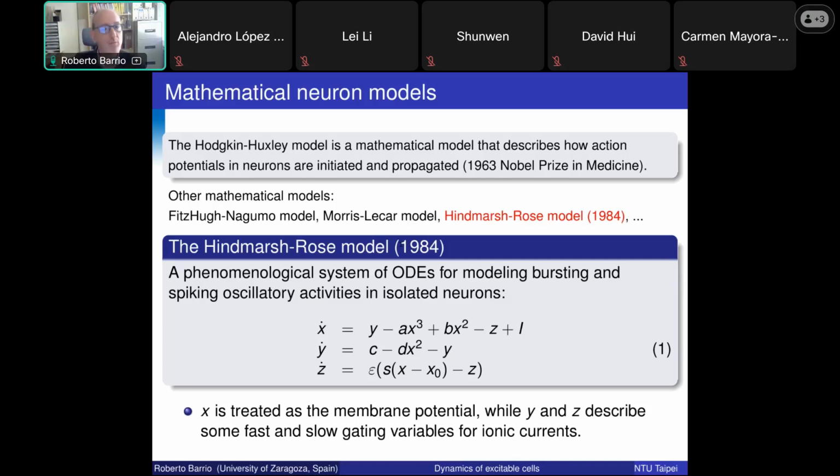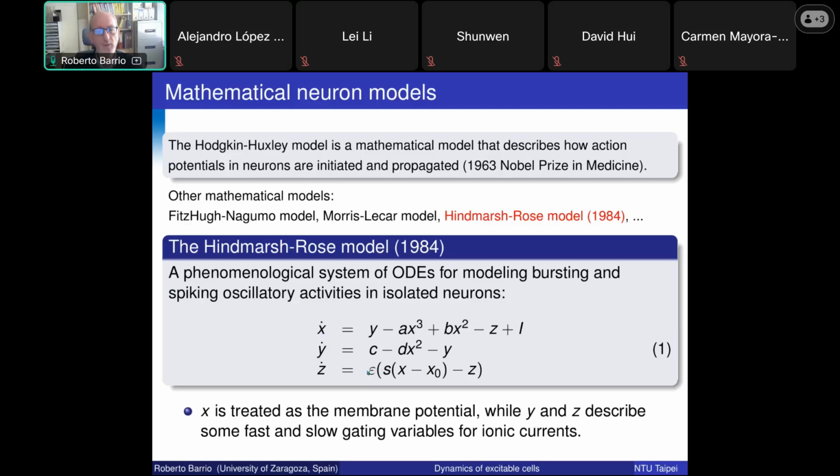So other mathematical models simplify this model: FitzHugh-Nagumo, Morris-Lecar. In our case, we worked mainly with Hindmarsh-Rose, but in some sense it doesn't matter which one we take. The good thing about Hindmarsh-Rose is that it is a polynomial, three-dimensional system, and it reproduces most of the dynamics of any kind of neuron by changing the parameters of the system. In this case, x is equivalent to the membrane potential, the main variable. The others are related with the ionic gates of the cell. So we have just this three-dimensional system.